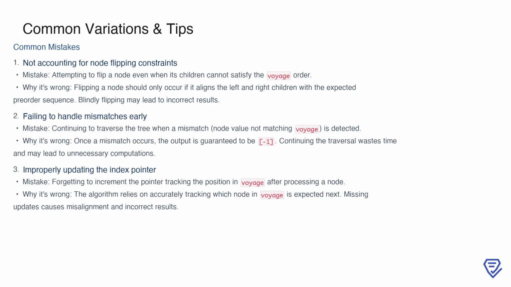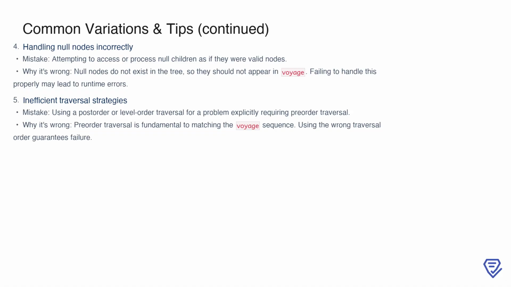Additionally, an improperly updated index pointer can throw off the entire traversal. The algorithm hinges on accurately tracking the current position in voyage, and missing updates can lead to misalignment and ultimately, incorrect results. Handling null nodes is another potential pitfall. Null nodes don't physically exist in the tree, and they shouldn't appear in Voyage. Attempting to process null children as if they were valid nodes will likely cause runtime errors.